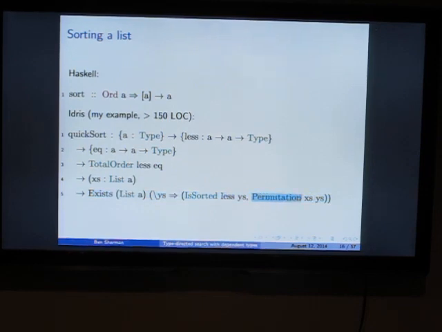So to write this type even, it's a little more complicated than what we saw before. Even to write this type, I had to make data types that said what it means for something to be sorted and what it means to have a permutation.